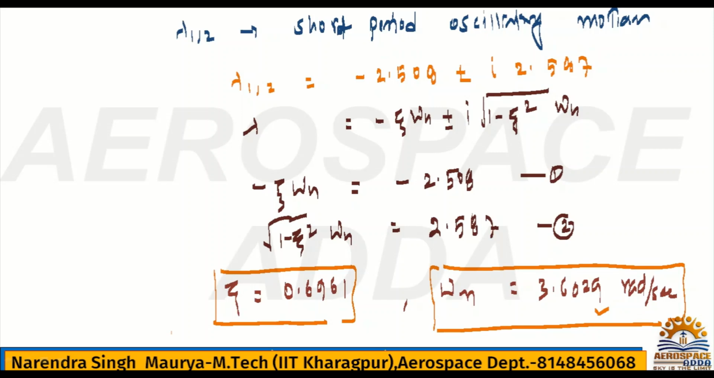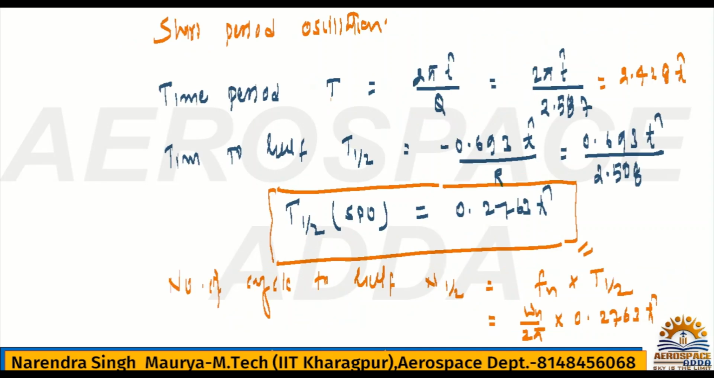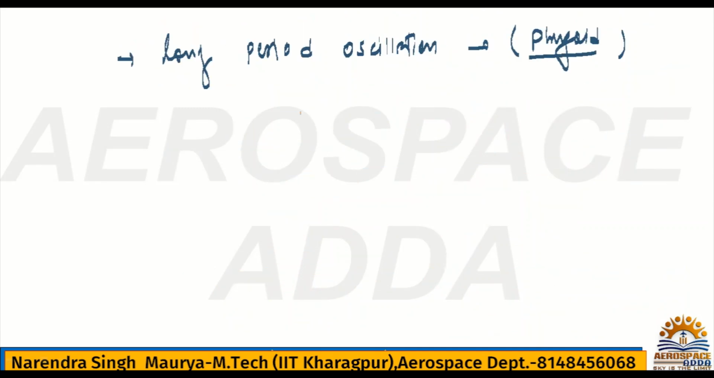Till now, the calculation we have done was for the short period. How did we start for the short period? We had written the roots. So now the same steps we have to follow for the long period oscillation also. For the long period oscillation, what are the roots? We have lambda 3 and 4. And if you check for the long period oscillation, it was minus 0.017 plus minus imaginary, it was 0.2125.